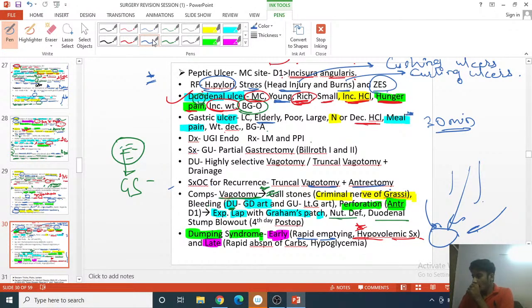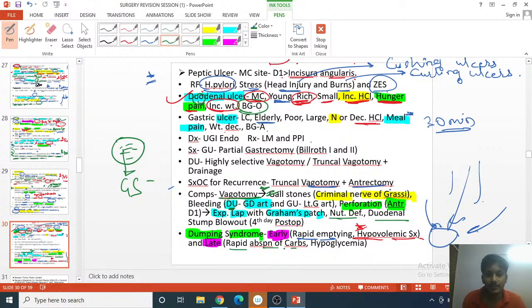Okay, there would be dizziness वगैरह in the patient. Okay, the patient can fall. Okay, collapse वगैरह हो सकता है patient. So there would be hypovolemic symptoms in cases of early dumping syndrome. It is due to rapid emptying of the food into the intestine, which leads to reflex vasodilation in the intestine. Please remember.